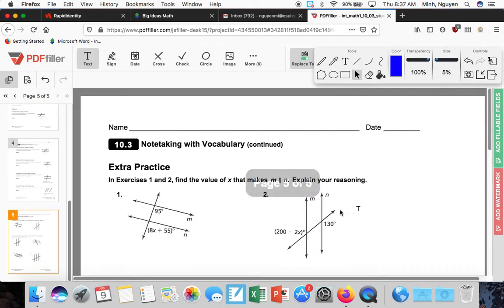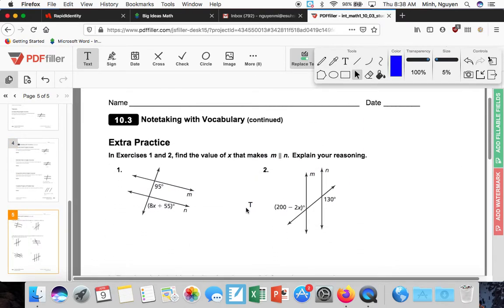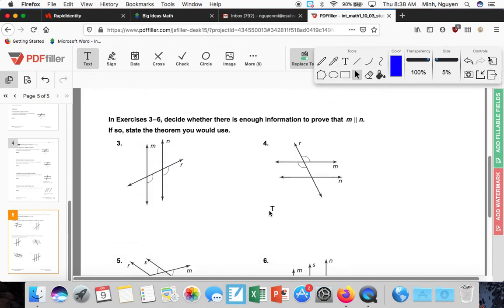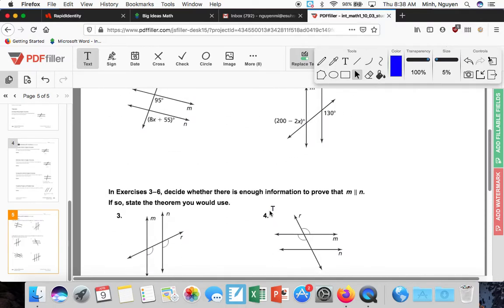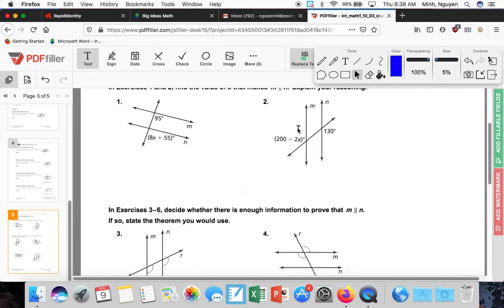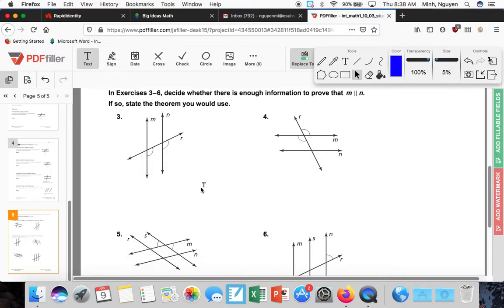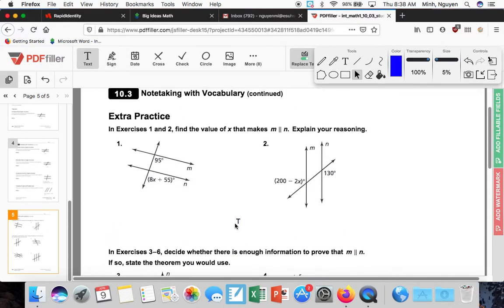Okay, so let's go into this. Again, if you look at all these pictures, you'll see that not in a single one of these do we have the parallel symbol. And that's because we don't know. We don't know if they're parallel yet. We have to use our decision making or our judgment to decide if things are parallel or not.